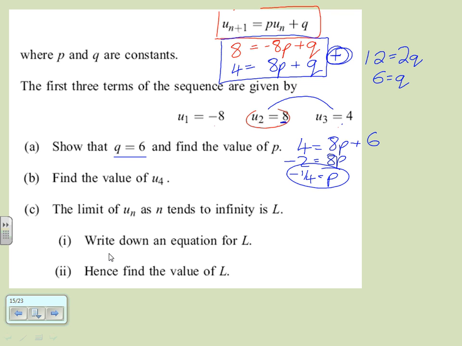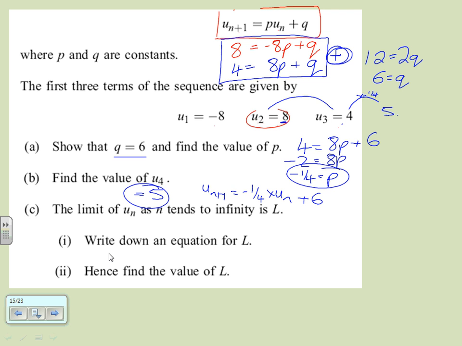So that means that my rule must be to get to the next one, it's minus a quarter times where we are now, plus 6. We can do this from here. Times this by minus a quarter, which gives us minus 1, and add 6. Our next one must be 5.